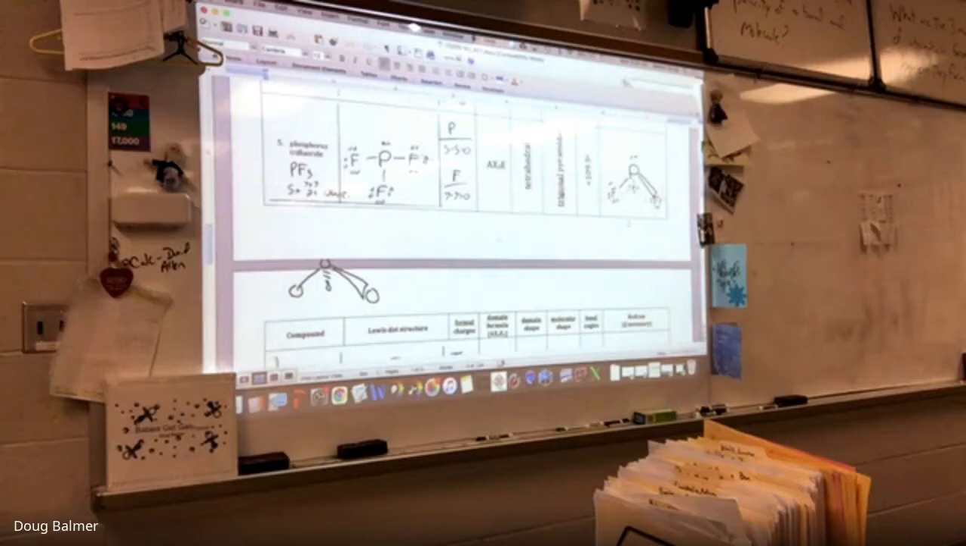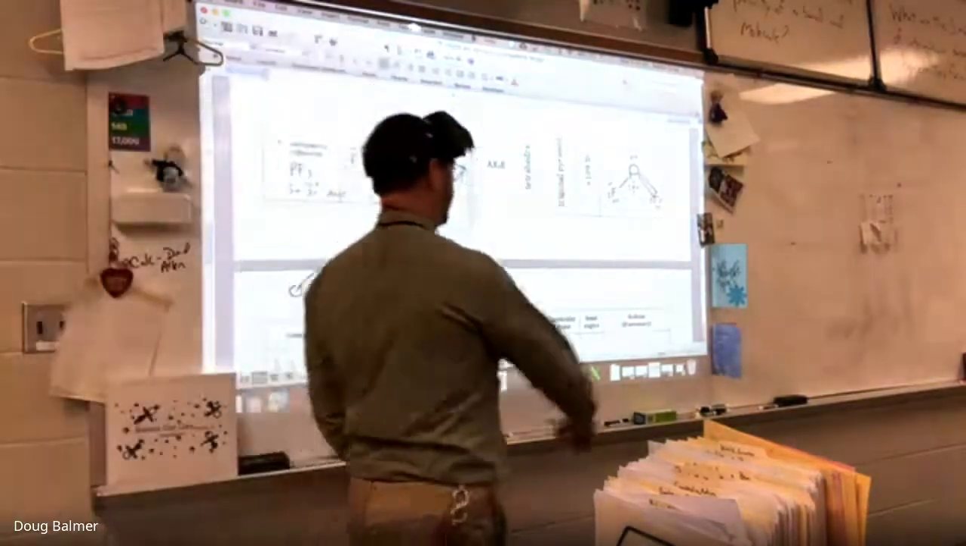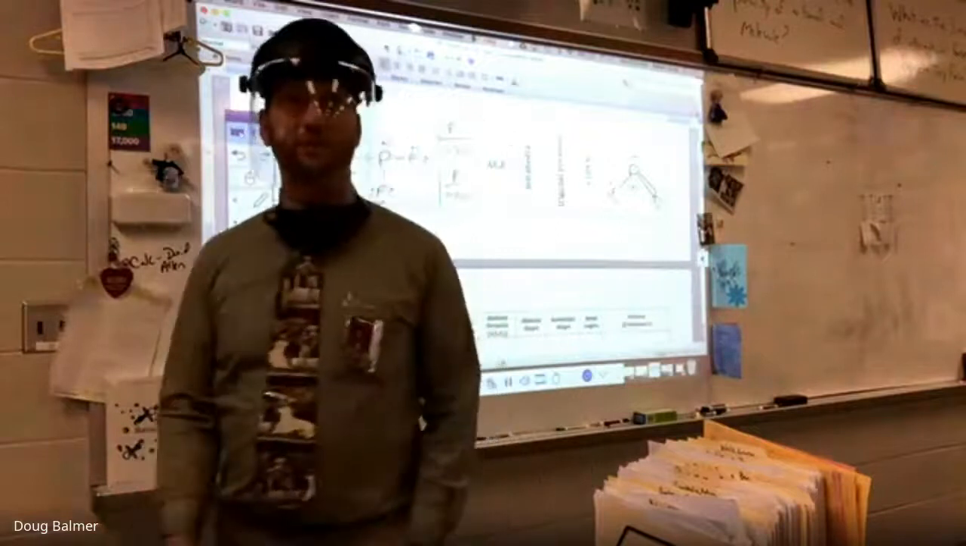Again, another example of an angle that's going to be less than the perfect 109.5. Since my original picture did not look like a triangle pyramid, you simply redraw the picture so it does look like a triangle pyramid.